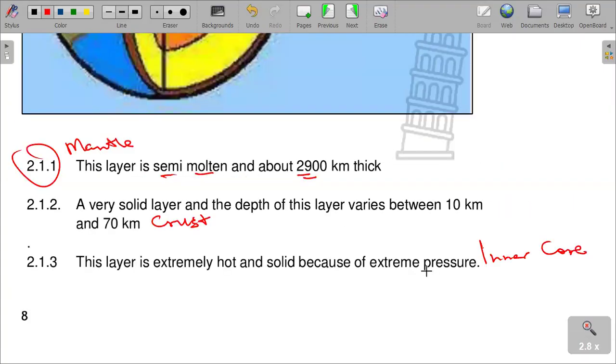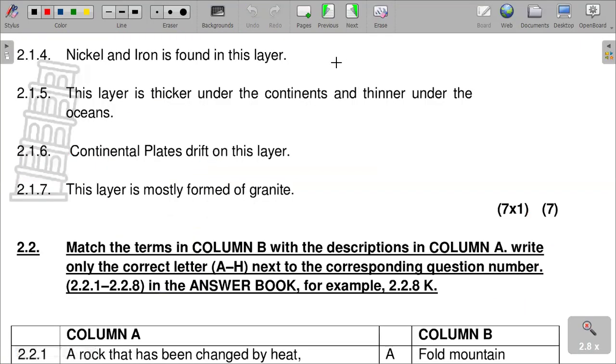Are we there? Is the inner core. The inner core is actually the one that is extremely hot there. And then question 4, we are saying the nickel and iron is found in this layer. Nickel and iron is found on the outer layer of the earth, guys. You can say outer layer or outer core. Outer core.